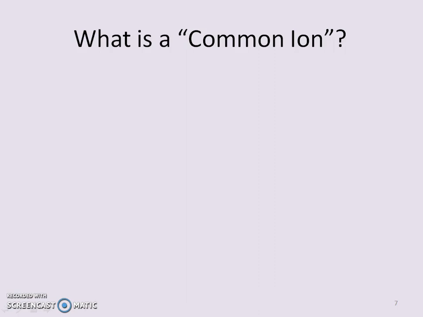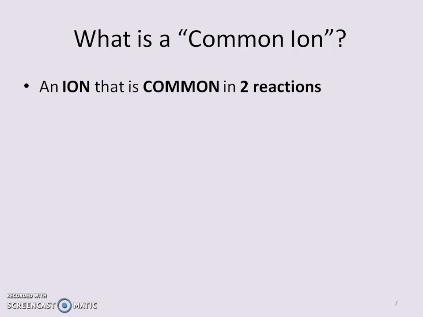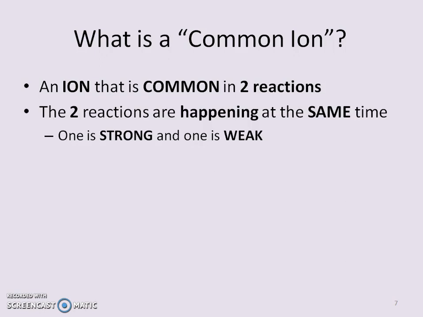Now let's think chemistry. It's an ion that will exist in two reactions. It's an ion that is common between those two. So the two reactions are happening at the same time. One of those reactions is going to be a strong reaction, and one of those reactions is going to be a weak reaction. So these strong reactions are very similar to what you saw in Chem 1, and these weak reactions are going to be what you saw in the equilibrium chapters 15 and 16 that we just did.